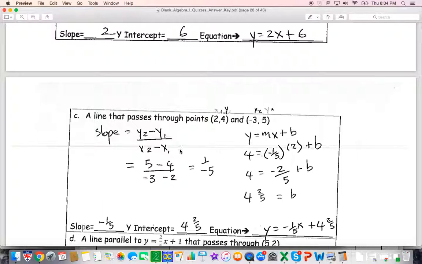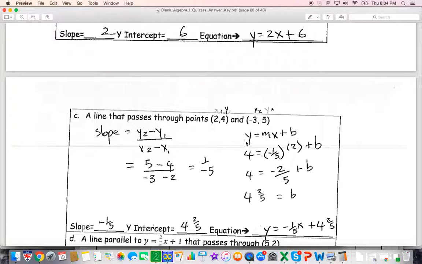So now we can plug into that equation, substitute the 5 minus 4, so y2 minus y1 over x2, which is -3, minus 2. So now we have that our slope is 1 over -5, or -1/5. So now that we have a slope, we can choose either point. It doesn't matter if you choose this point or if you choose this point, but we only choose one.